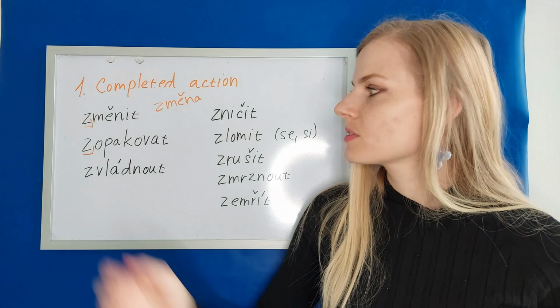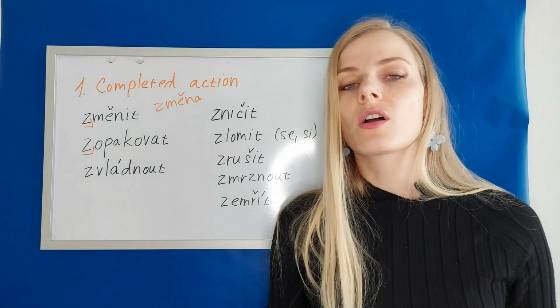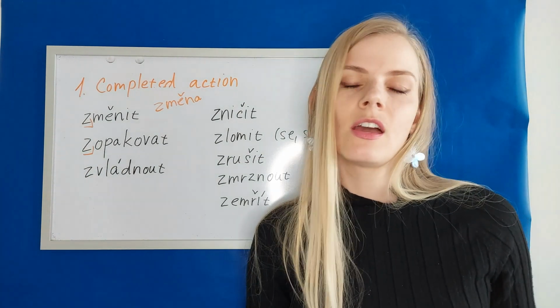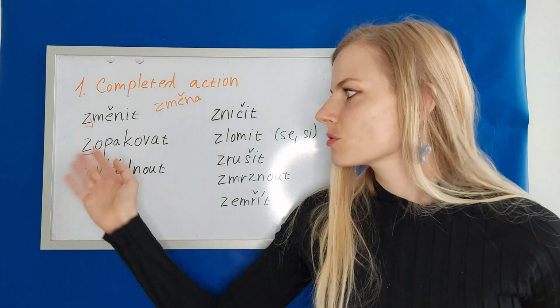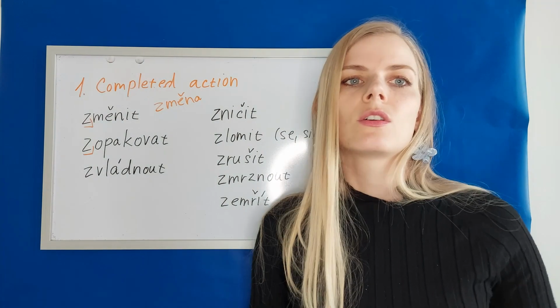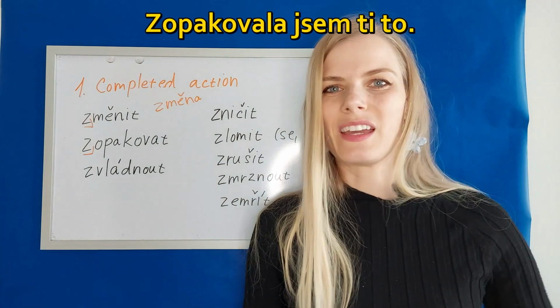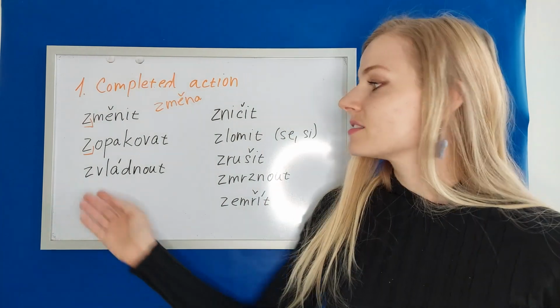However, when we put the prefix, zopakovat, we talk about the completed action, and we mean, can you just repeat it once? And of course, we can use the past tense too. Zopakovala jsem ti to. I repeated it for you.